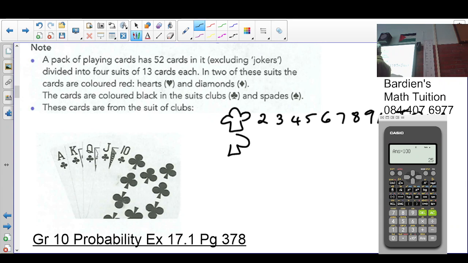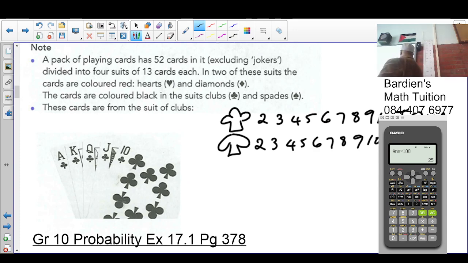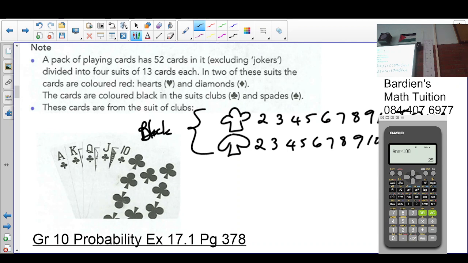Spades. Right. Spades again, you're going to get 2, 3, 4, 5, 6, 7, 8 of spades, 9, 10, Jack, Queen, King, and Ace of spades. Okay, you will agree with that. And this is called the black suits.